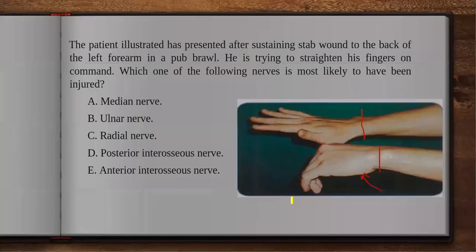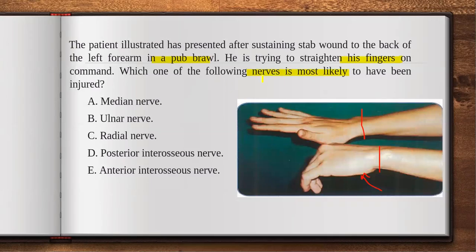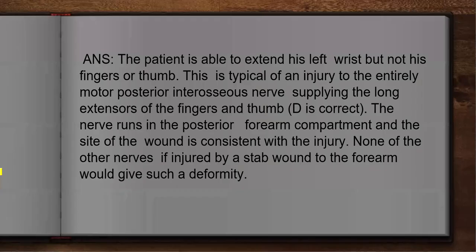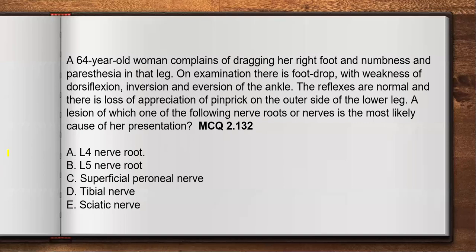Clear? So now if you look into this question, what do you think this patient is having? Which one of the following nerves is injured? Obviously, you cannot choose only radial nerve, because if it is radial nerve, then everything will be lost, like loss of extension of the forearm, hand, fingers, everything. So a better option is posterior interosseous nerve, because the only problem here is that the patient is unable to straighten his fingers. Clear, everyone? Good.